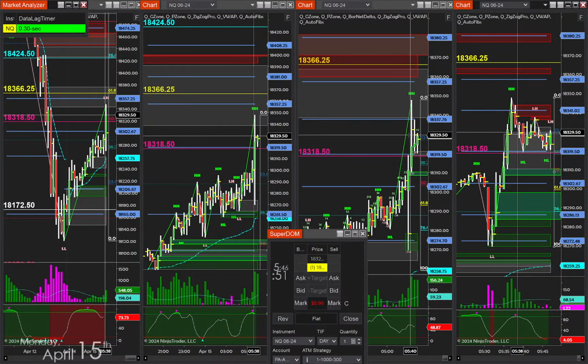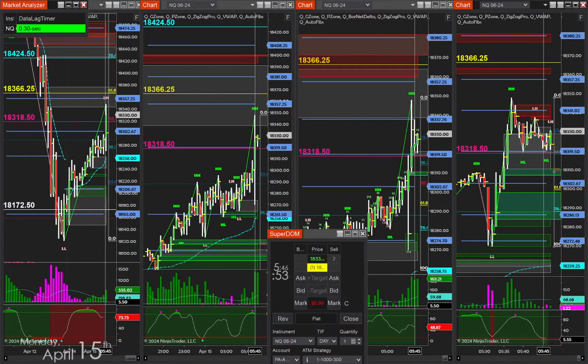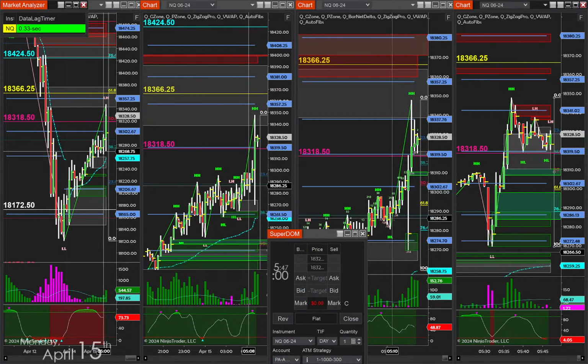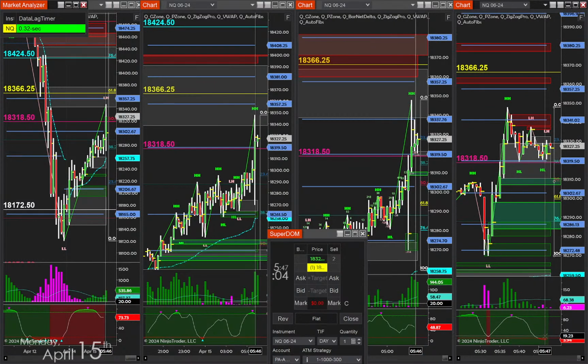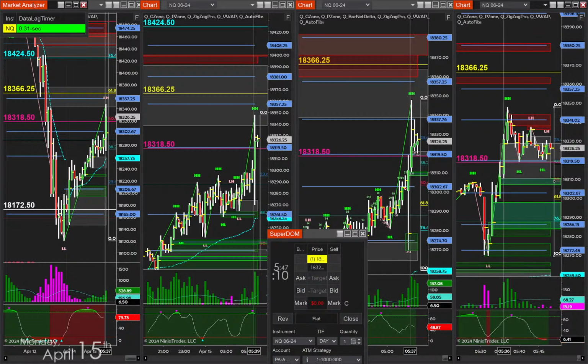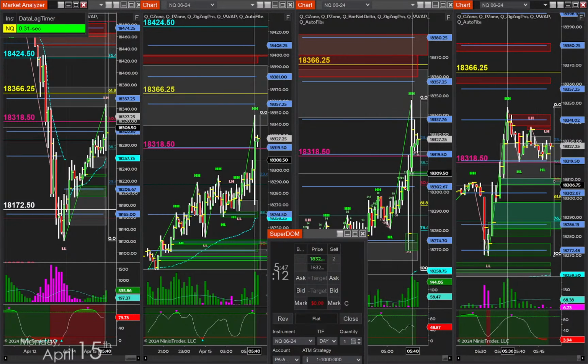So I can't take a long here. Again, you see the momentum down here, right? This is on the 1 minute. It's really, really oversold, right? I'd like to take that short, but I can't because this is preventing me from doing that, right? The oversold on the 1 minute, it's just not a good short here.